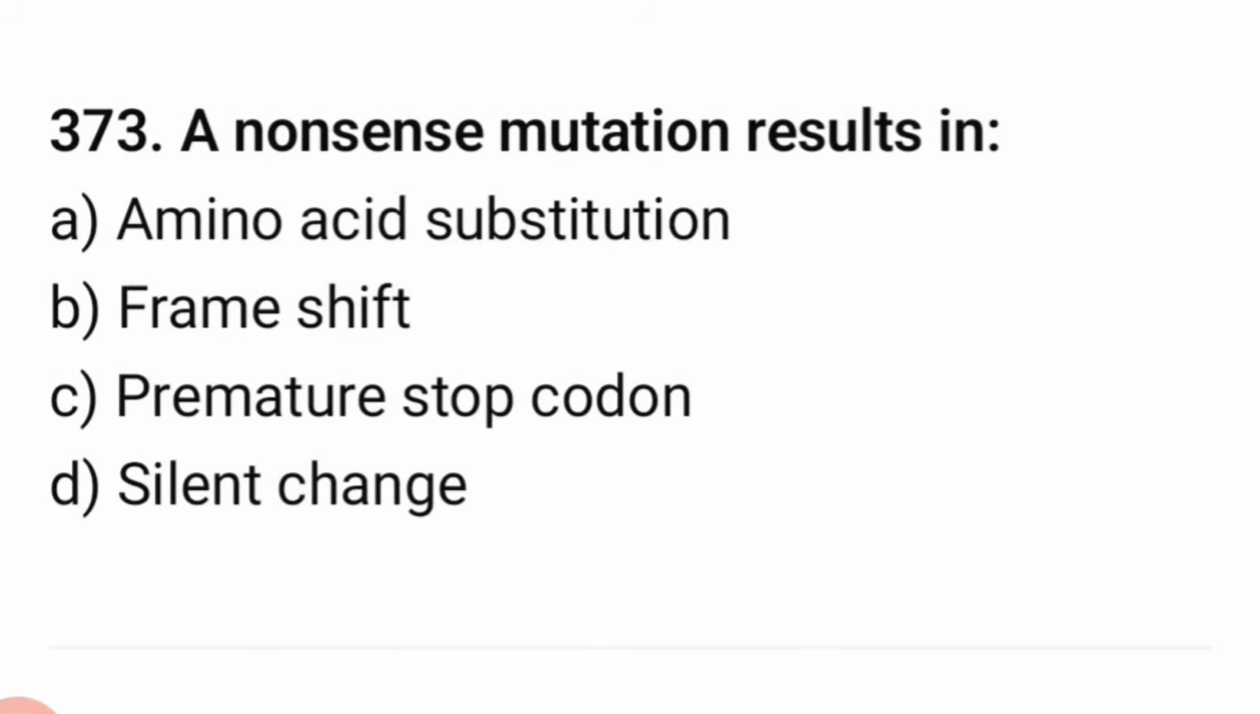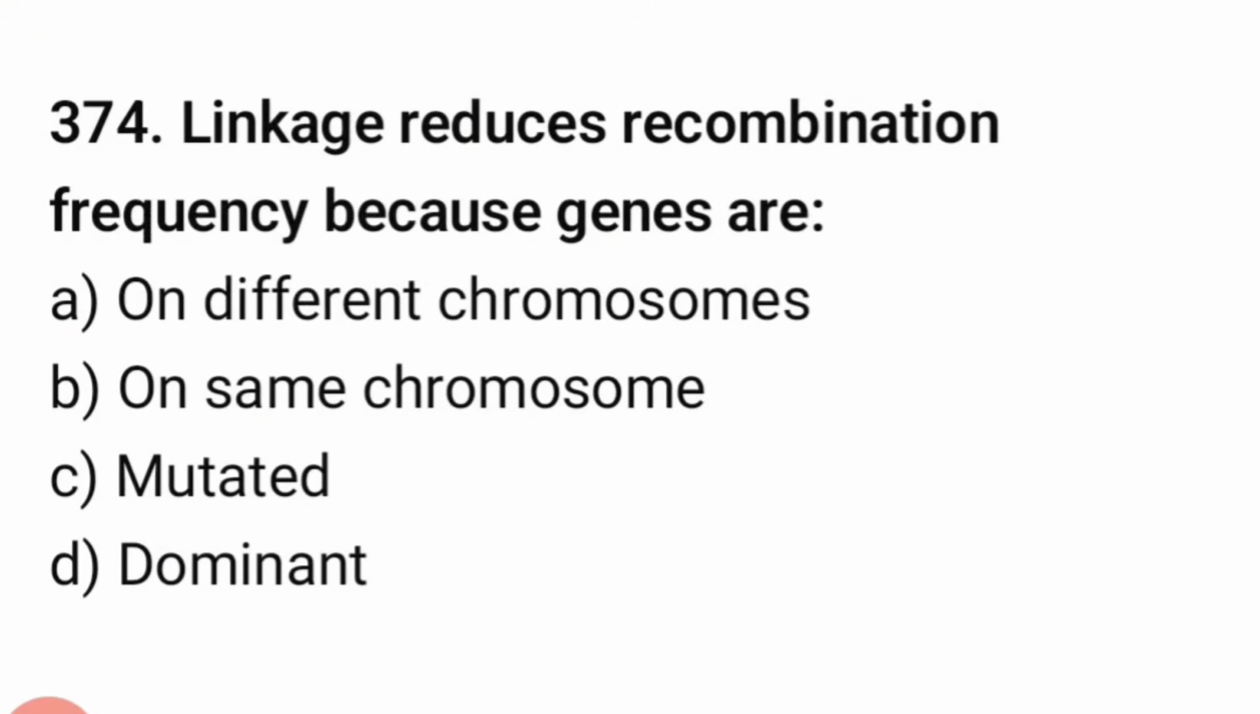Question 373. A nonsense mutation results in. Right answer is option C, premature stop codon. Question 374. Linkage reduces recombination frequency because genes are. Right answer is option B, present on same chromosomes.